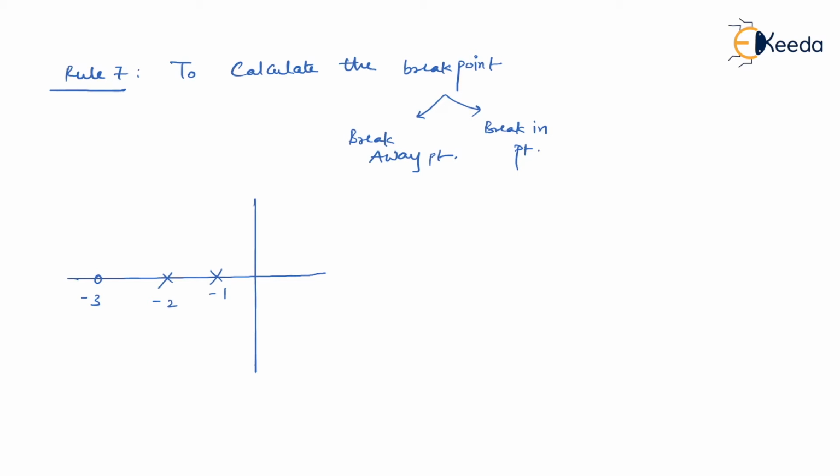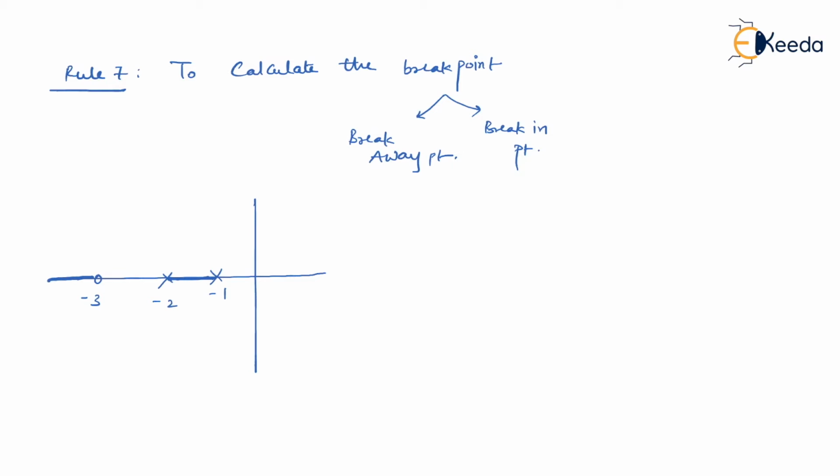Before we start discussing the breakaway or break-in point, that is, in general, the break point, let us first decide where on the real axis the root locus is present. For example, by the same theory, the root locus is present between these two poles, and then the root locus is present from -3 to -infinity. I hope you get my point. This is something we have already discussed, so I'm not going into detail again.